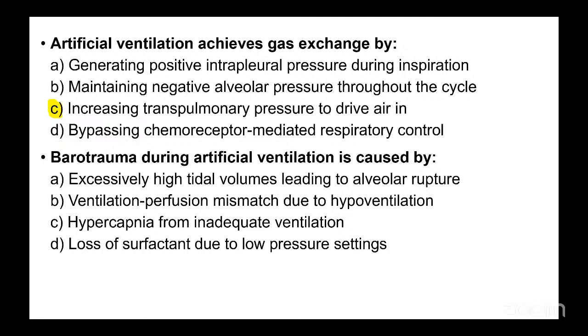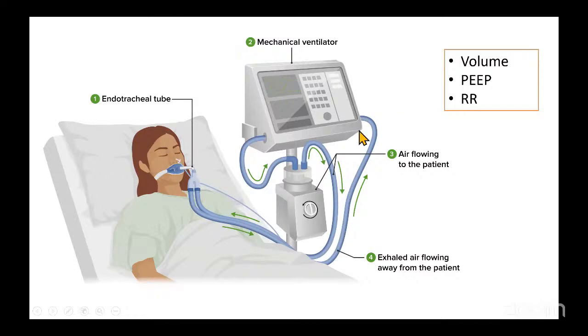Now, older ones are there which can even affect the chest movements. Now, when you give it like this, sometimes barotrauma can happen, when you put high volumes, or even high end expiratory pressures. So what are we talking about? So this is your ventilator machine.